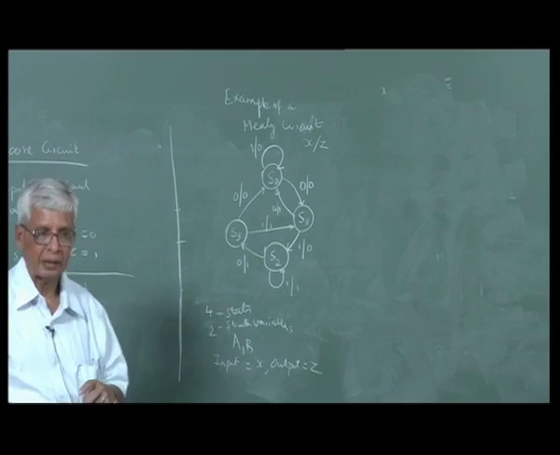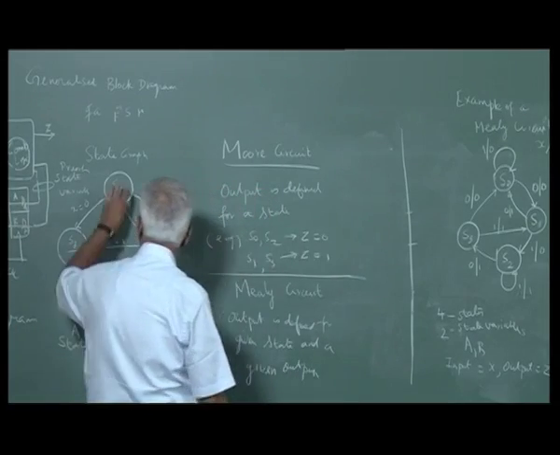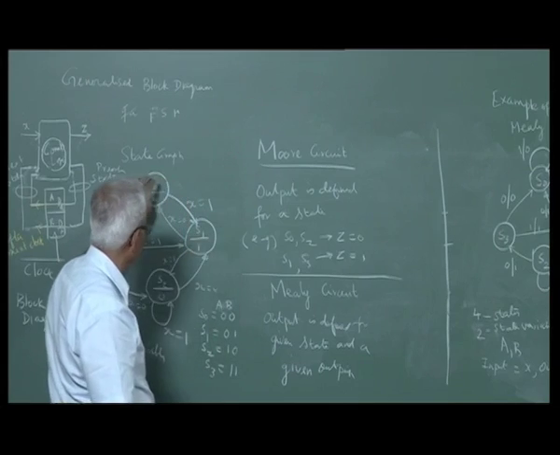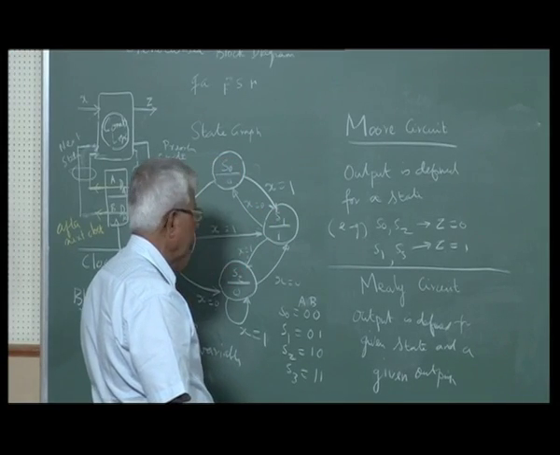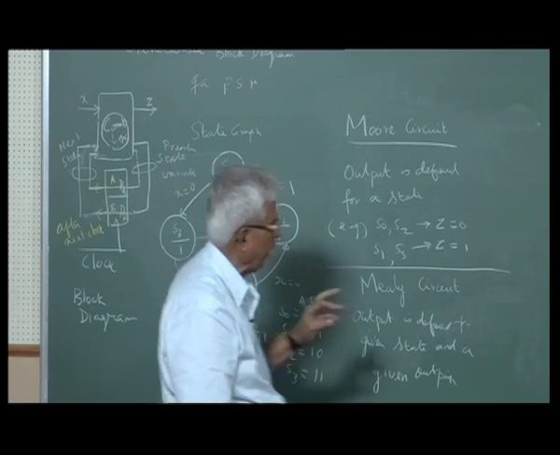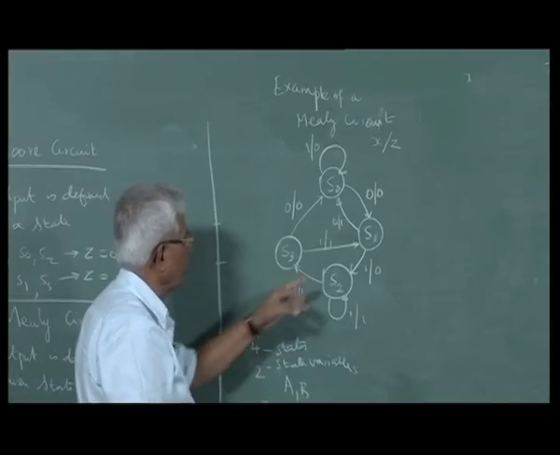This is a Mealy circuit, and this is a Moore circuit. In a Moore circuit, the states define the outputs. This state has 0 output, this state has 1 output, this state has 0. In a Mealy circuit, the state and the input decide the output.